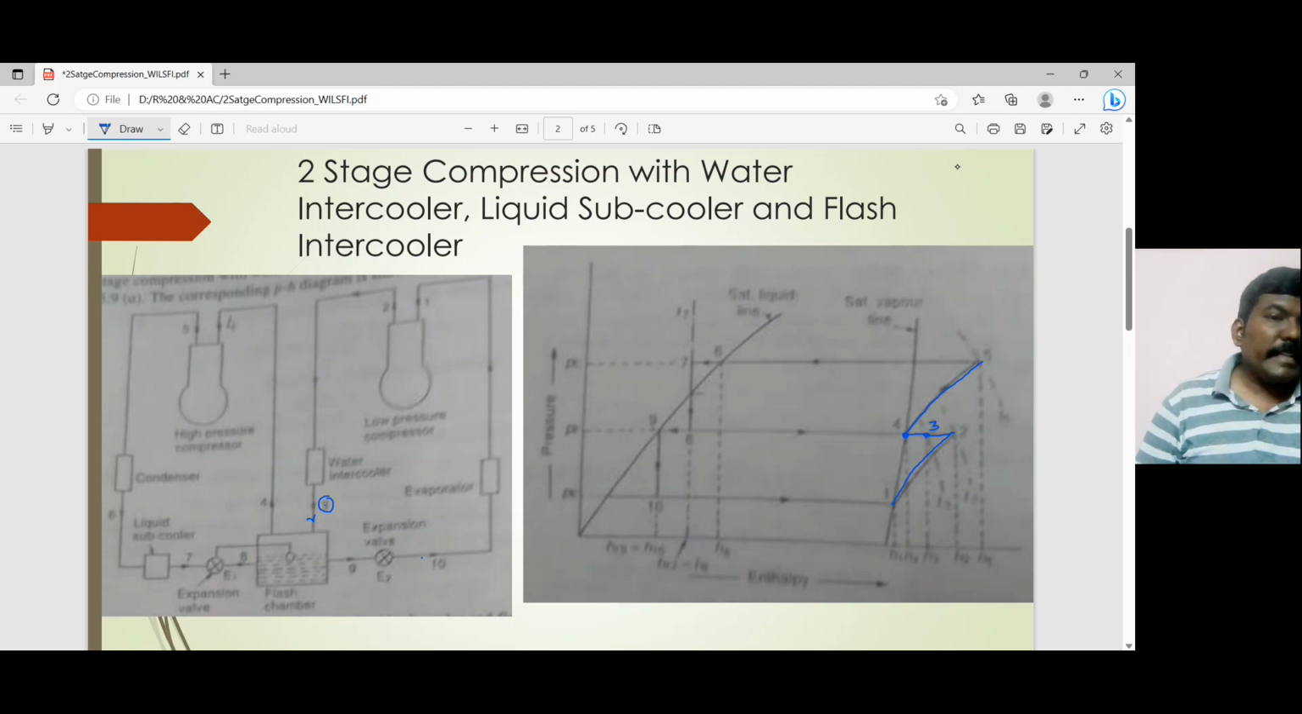Okay. And then it leaves the high pressure compressor and enters into the condenser where it is condensed back to the saturated liquid state. So that is your point number 6 over here. That is a horizontal line. And then you have a liquid subcooler where it is further subcooled to point number 7. So this is number 7, this is number 6. And then it enters into the expansion valve over here.